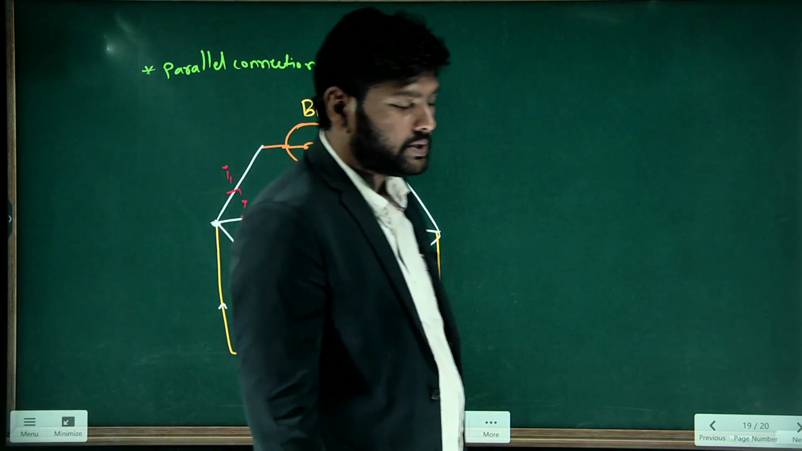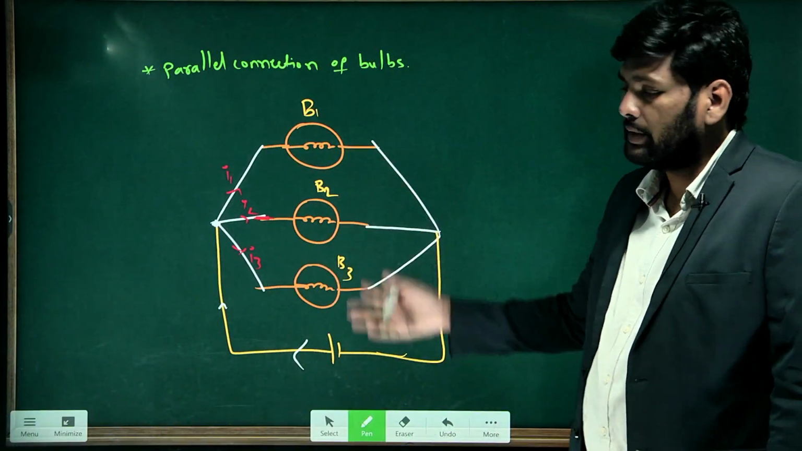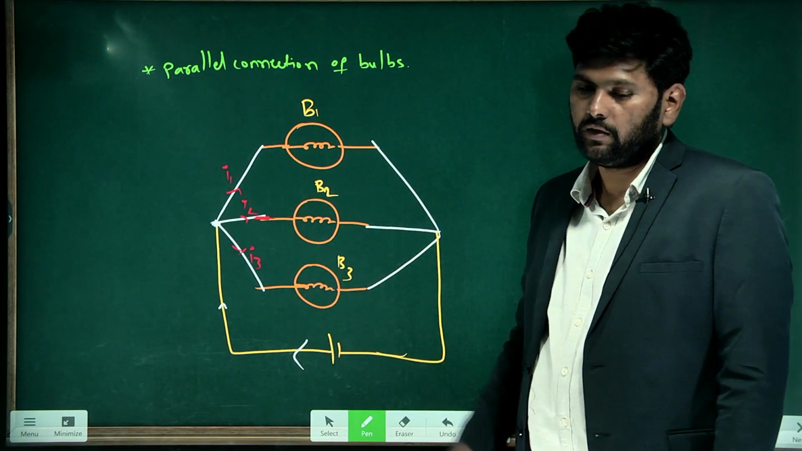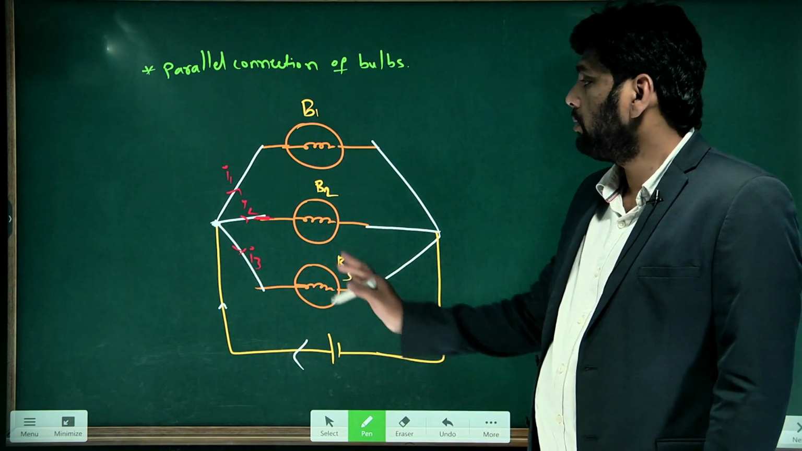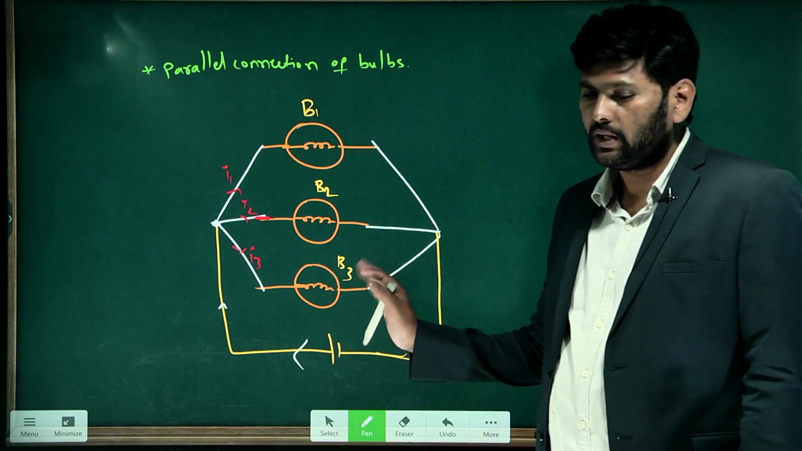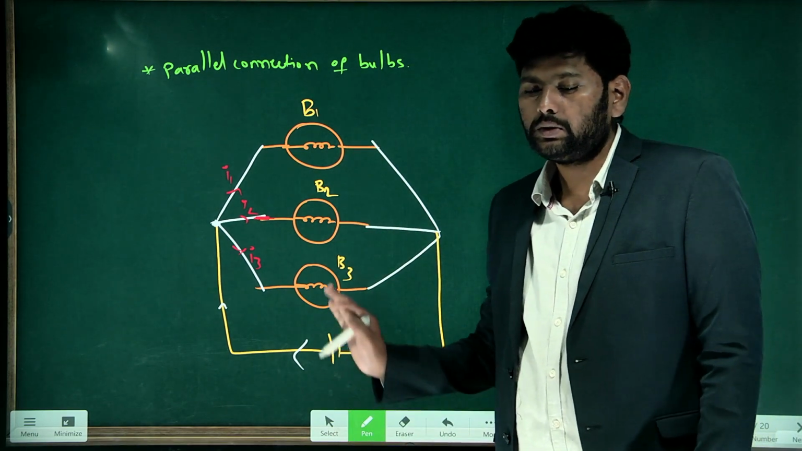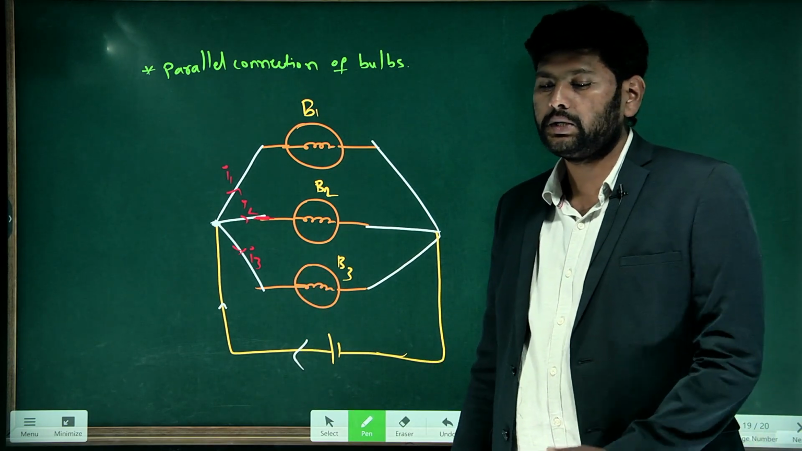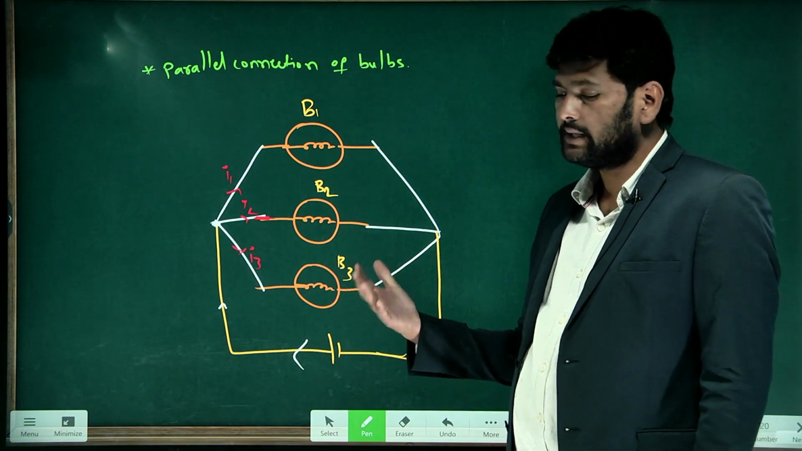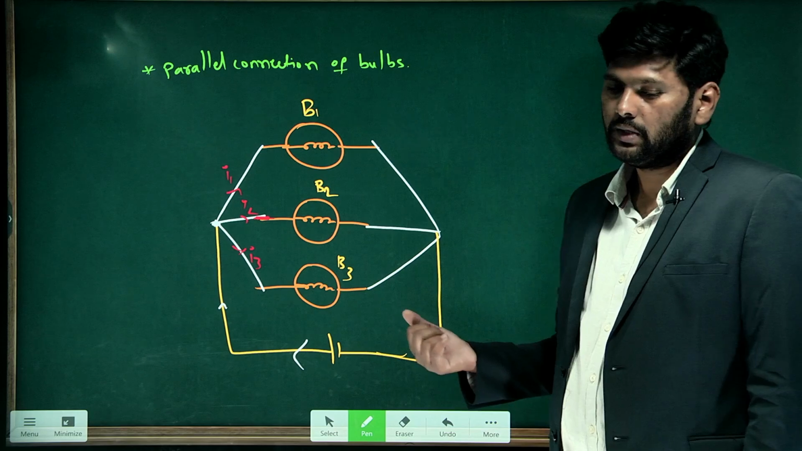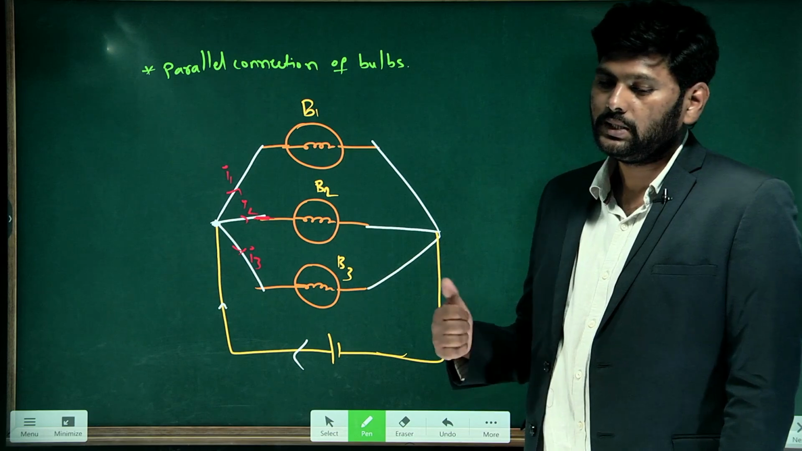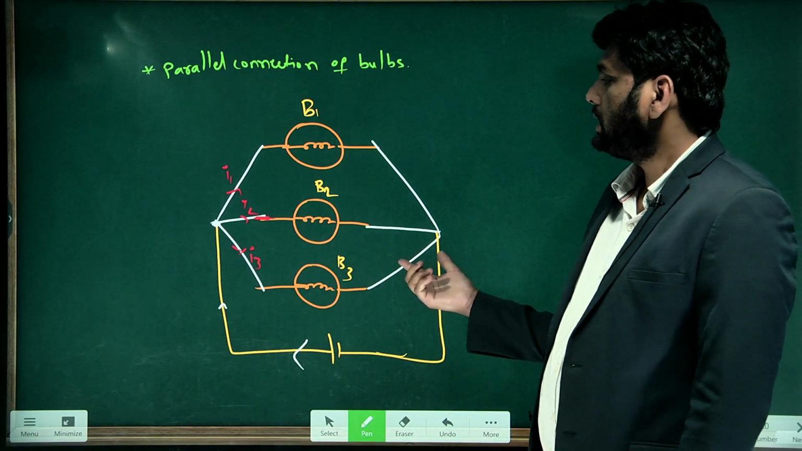Here, if any bulb is damaged or a bulb connection goes wrong, the other bulbs will work as usual. So, among the two connections, by seeing all this explanation, tell me which connection is good for household supply of electricity: series connection or parallel connection? Which connection of the bulbs is useful in household supply? Series connection or parallel connection? In series connection, what happened?